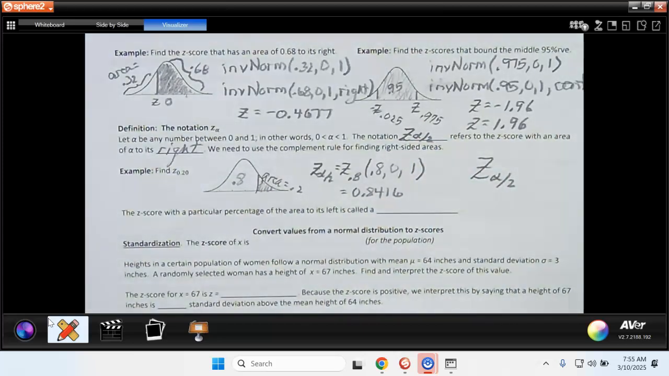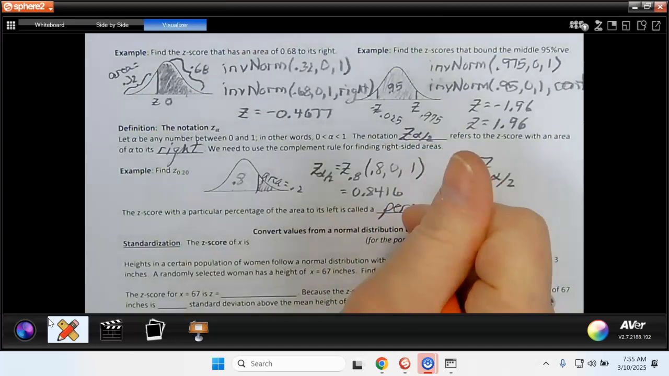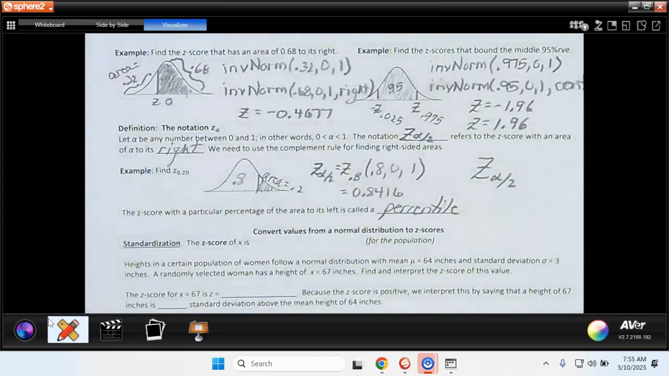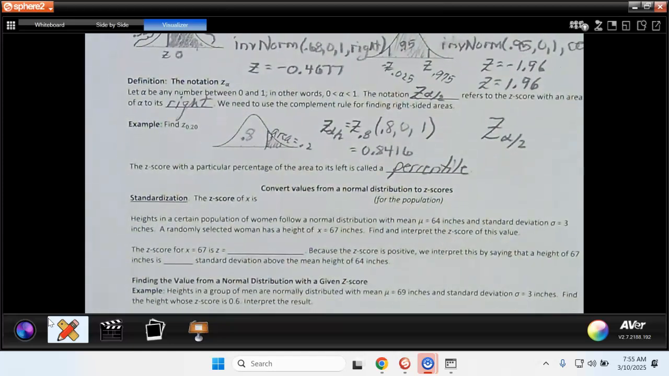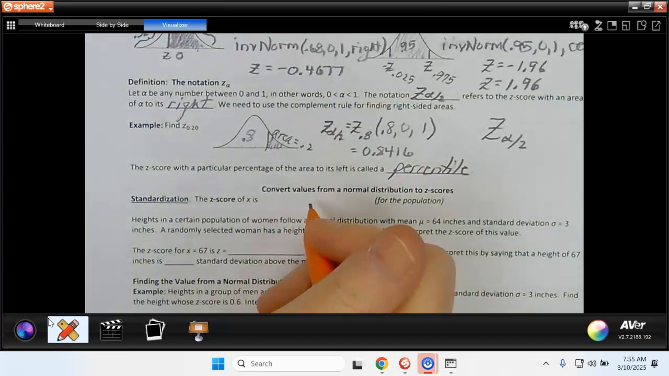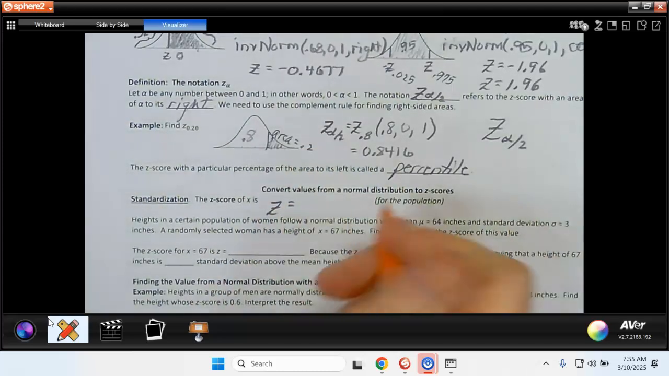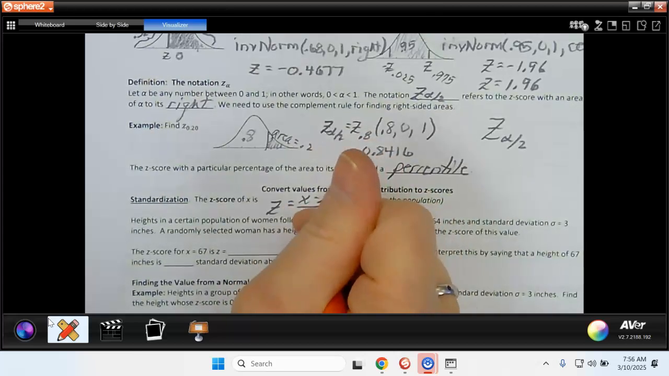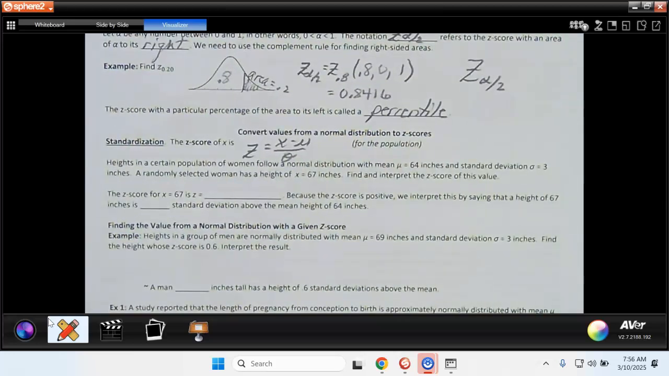A z-score with a particular percentage of area to its left is called a percentile. Okay, and we did this already, going back through it. The z-score of x is found with that formula, z equals x minus mu divided by sigma. For the population, it would be x bar and s if it was for a sample.